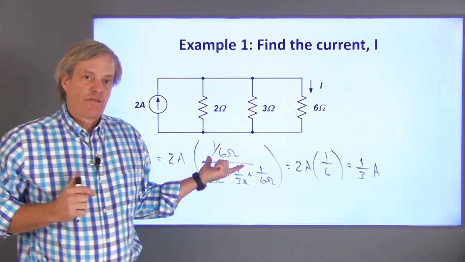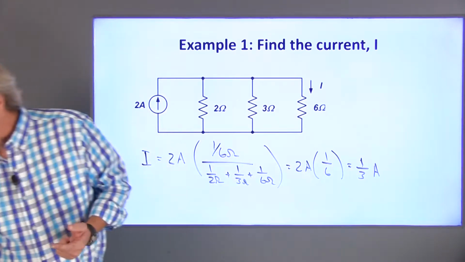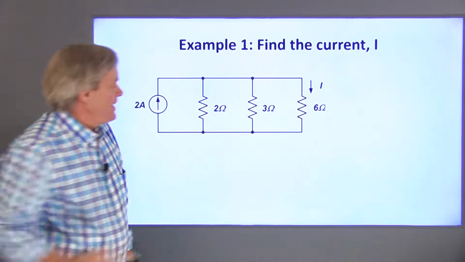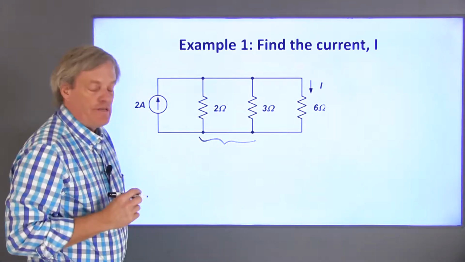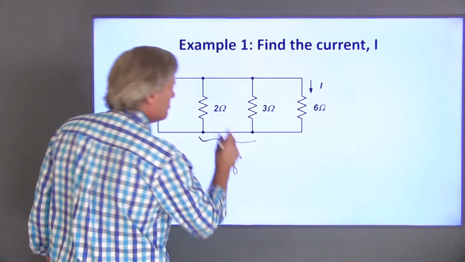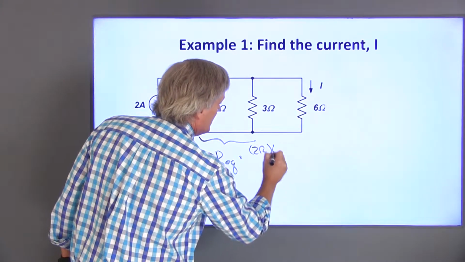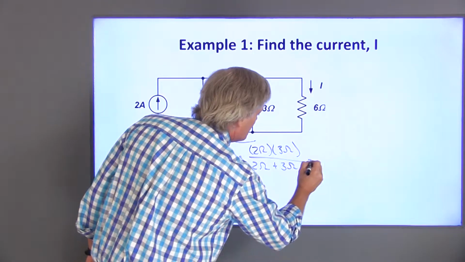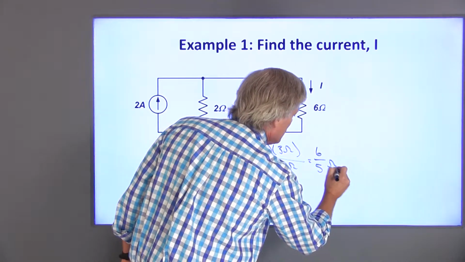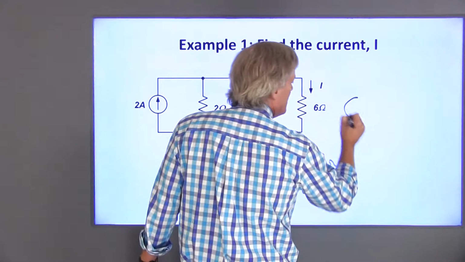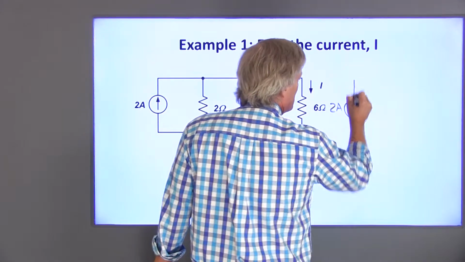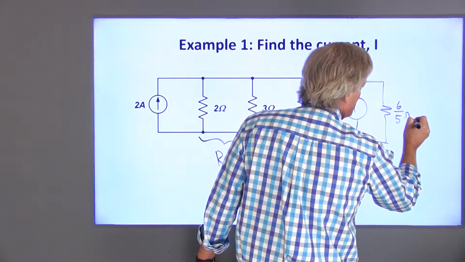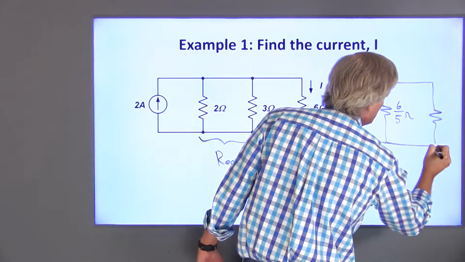We could also reduce this circuit and then use our special formula for 2 resistors in parallel. So we can combine these 2 parallel resistances into a single equivalent resistance. Req is equal to the product of the 2 resistors, 2 ohms times 3 ohms over the sum of the 2 ohms plus 3 ohms, which is 6 over 5 ohms. The circuit now becomes a 2 amp source with this equivalent resistance, 6 over 5 ohms, in parallel with our 6 ohm resistor.